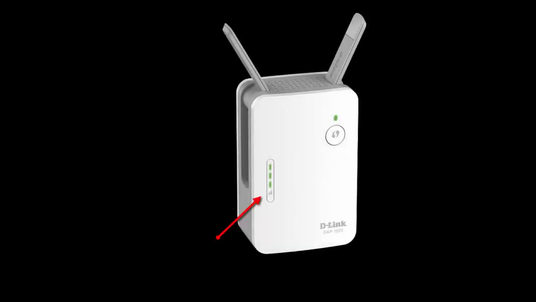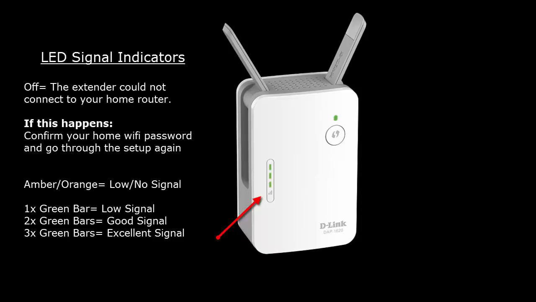The DAP1620 has signal strength indicators, which are the three vertical LEDs. If the LED is amber, it means it's getting a weak signal from your home router. Try moving it closer to the home router. The more lit bars on the signal strength indicator, the better the wireless signal it's getting from the home router.